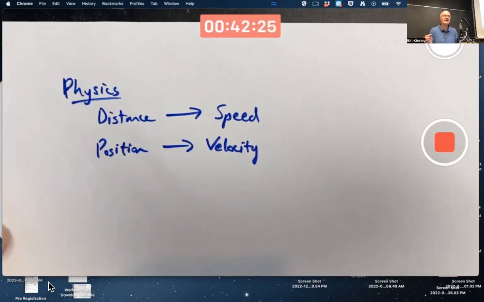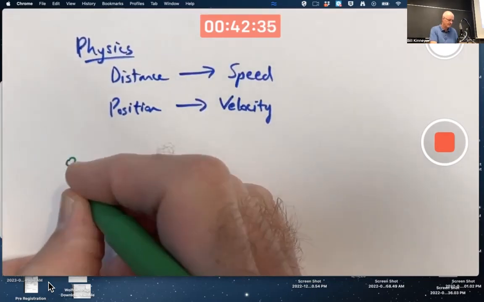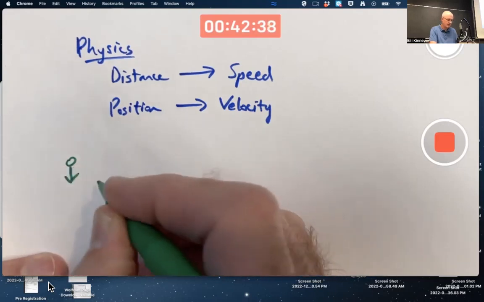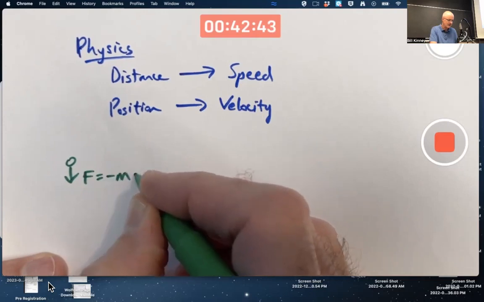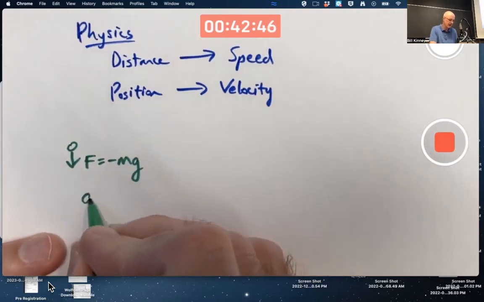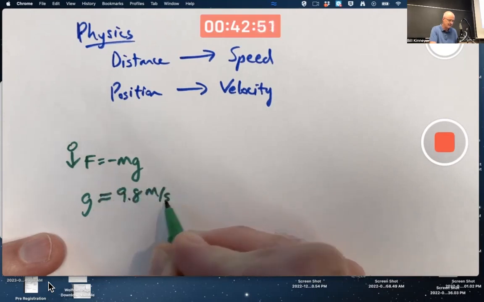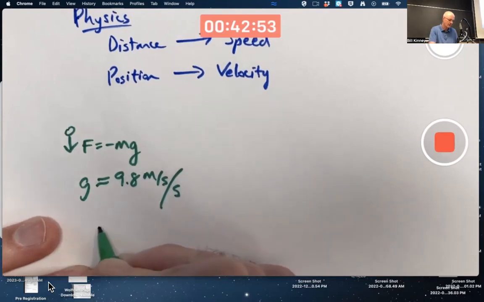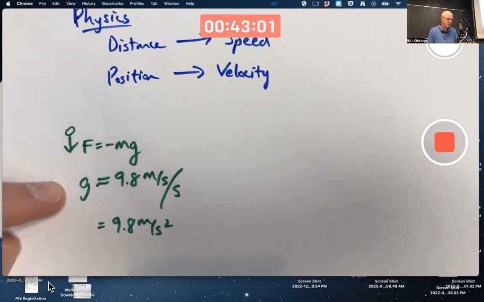Let's think about the main kind of example you're going to encounter in many homework problems over this semester. Free fall, where you've got a ball falling under the influence of gravity. There's a force of gravity. It's negative mg, where g is the acceleration due to gravity in standard units. g is about 9.8 meters per second squared. That's the acceleration due to gravity.